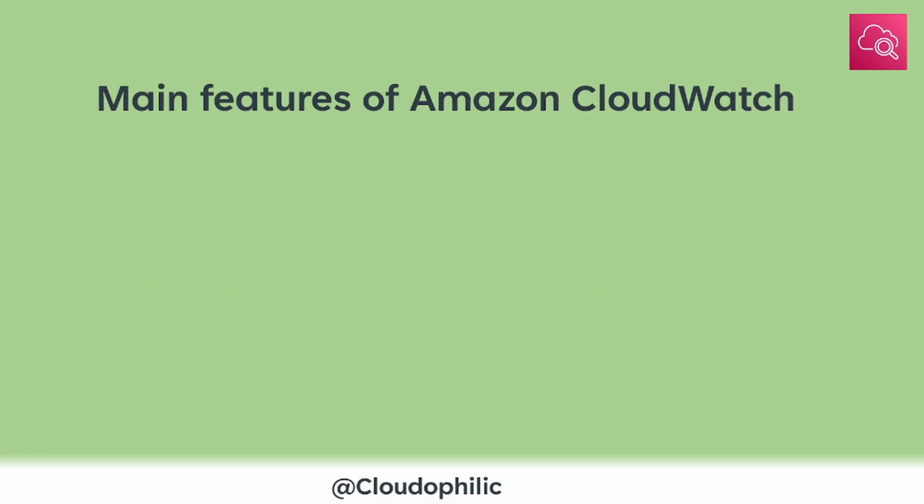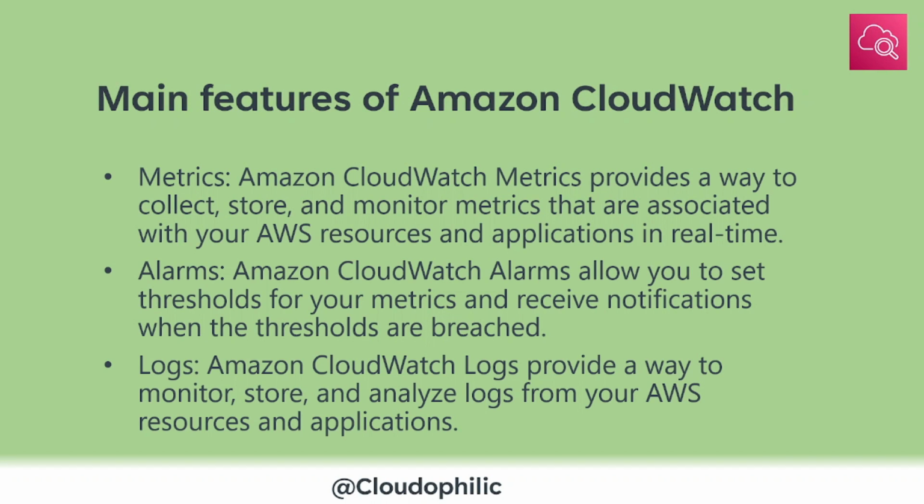Main features of AWS or Amazon CloudWatch. So, metrics. Amazon CloudWatch Metrics provides a way to collect, store, and monitor metrics that are associated with your AWS resources and applications in real time. Alarms. Amazon CloudWatch Alarms allows you to set thresholds for your metrics and receive notifications when the thresholds are breached. Say memory utilization is high, at that time an alarm would be triggered. So this is one example.